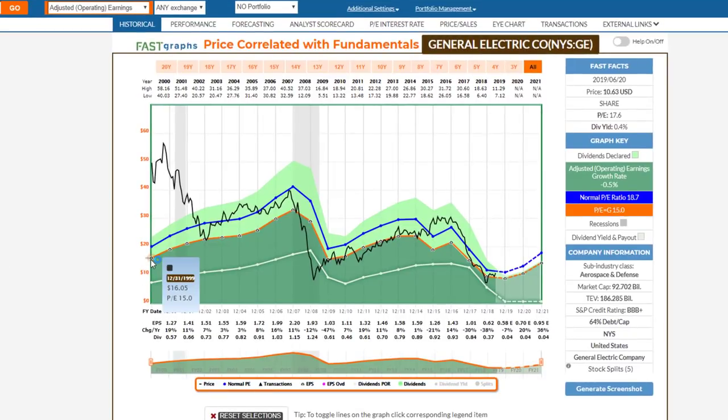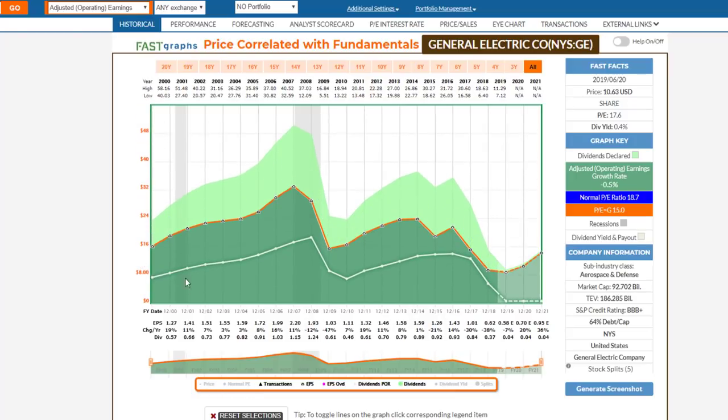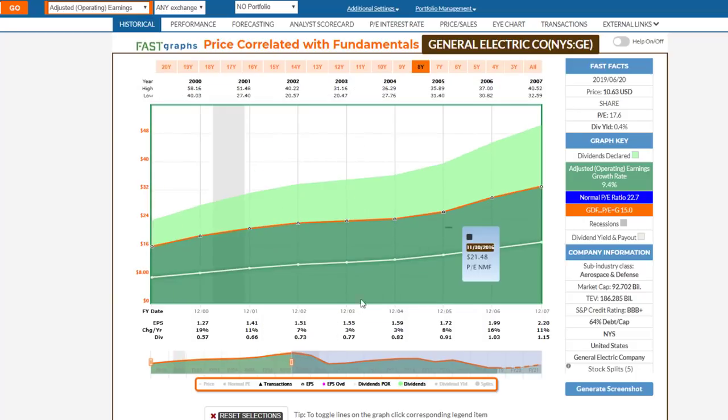First of all, I want you to notice the time frame here from 1999 to coming to the end of 2007, just before the Great Recession. I want you to notice, we're going to take the price off the graph here and the normal PE. General Electric's earnings growth was very strong here. If I use my scroll bar, I can go back in time and see that General Electric was growing at about 9.4, 9.5% during that time frame, and it was also growing very, very consistently.